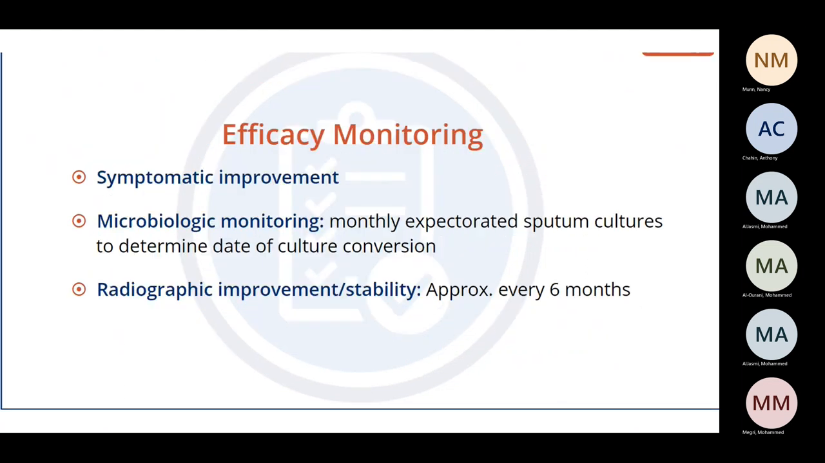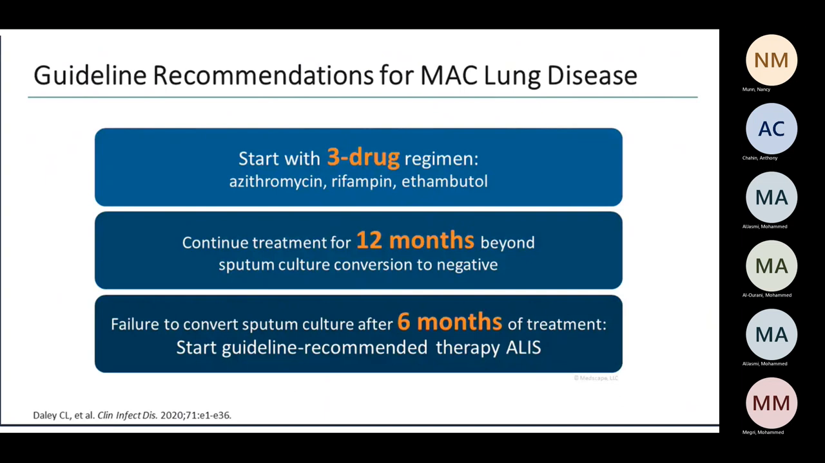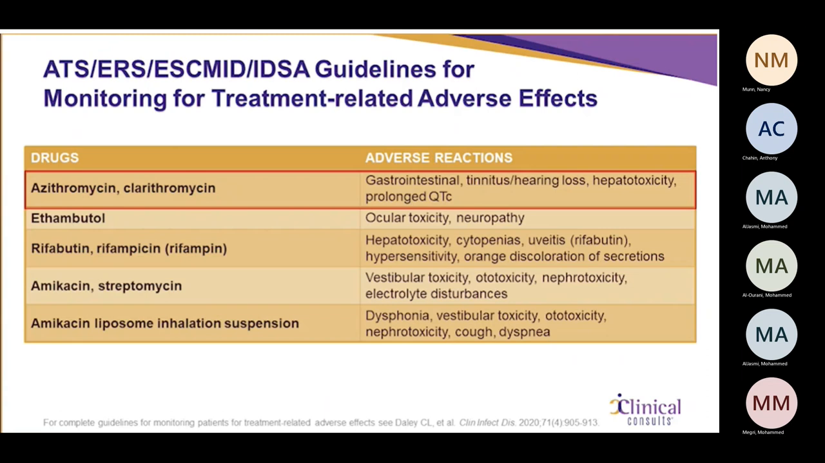Okay, how do you monitor your efficacy? Of course, with the patient's clinical response. And then, like we said, it's important to follow with your cultures every 1 to 2 months. Then you can do imaging maybe every 6 months to see how the disease course is going. Once it is negative, we don't have to repeat the culture again. The regimen here is summarized with 3 drugs and then 12 months. And if it's still positive at 6 months, it will be refractory and you add the ALIS.